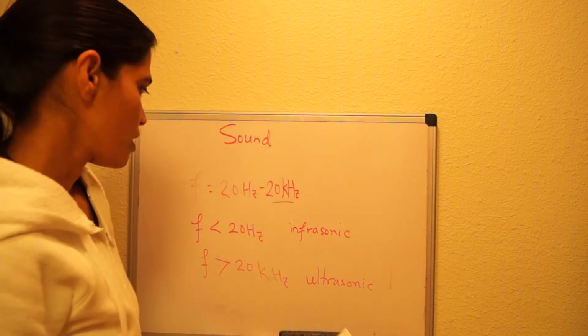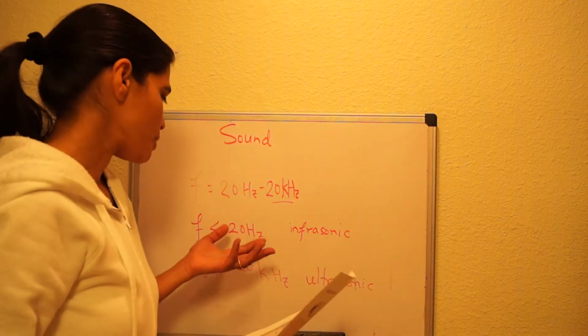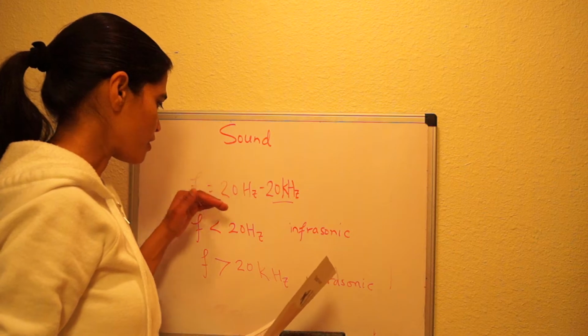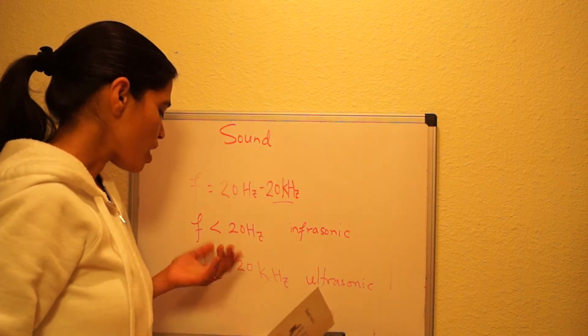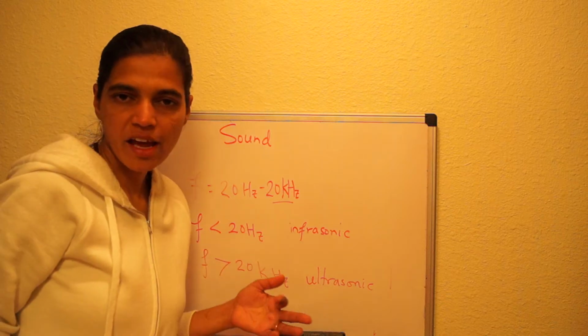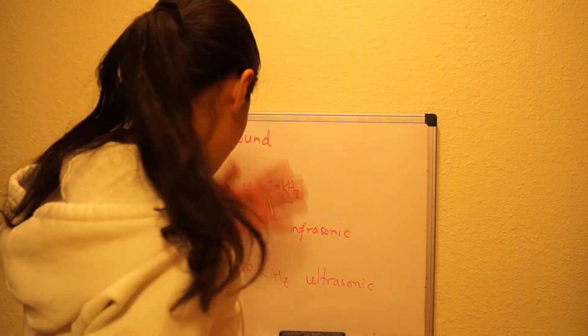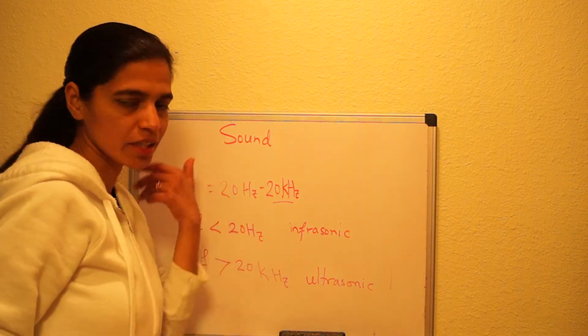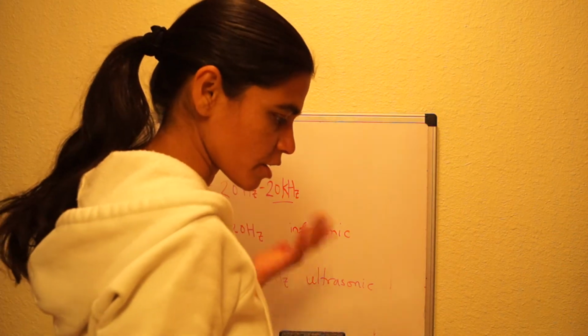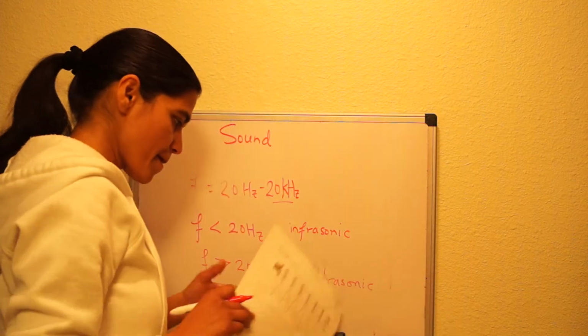Okay? And then the human ear, an individual ear, can hear and detect any sound between 20 hertz and 20 kilohertz. But then there are other animals, and they can hear sound that we cannot hear, or that's not audible to our ear, basically.